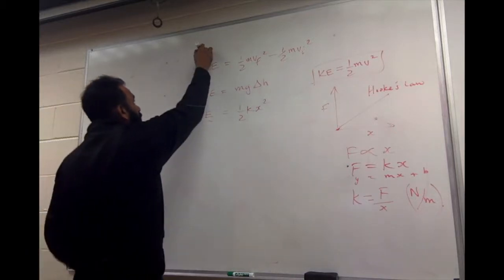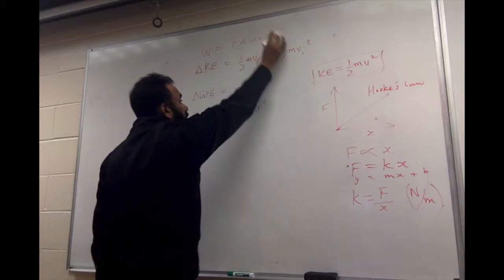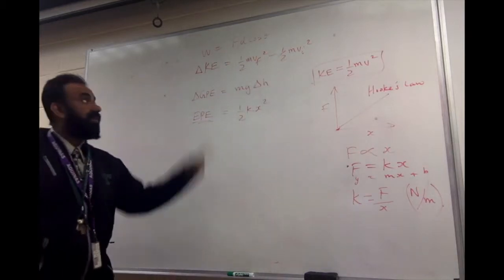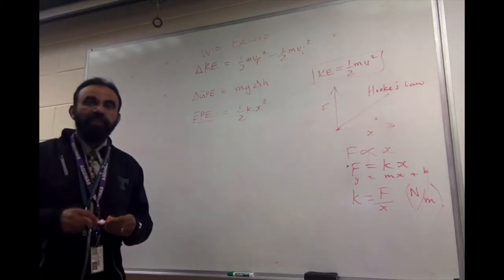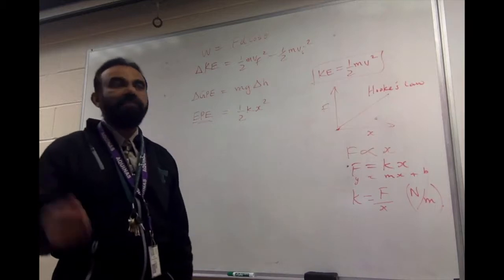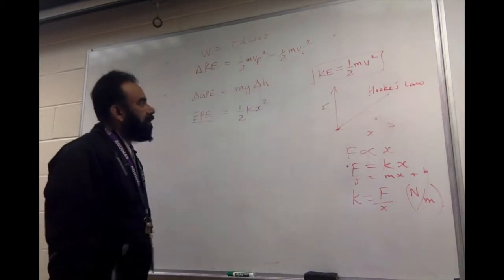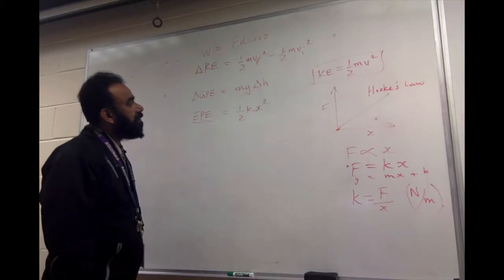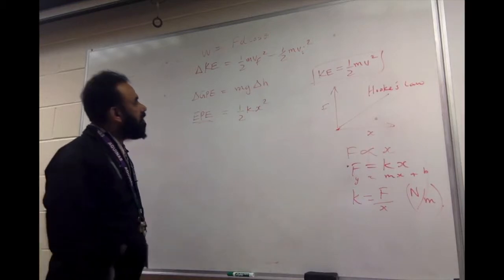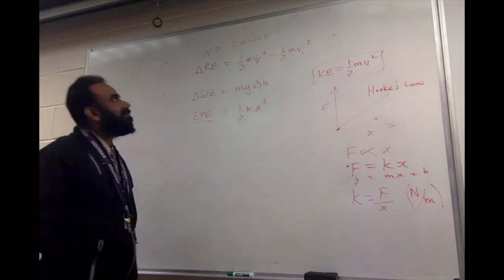And the other thing that you've done is work done is force times displacement, and maybe the angular component. You've done that. And work can be positive, can be negative, can be nothing, right? Isn't x displacement in all the other equations? Yes. So why do we use d in that one? Where is d? W equals F d cosine theta?